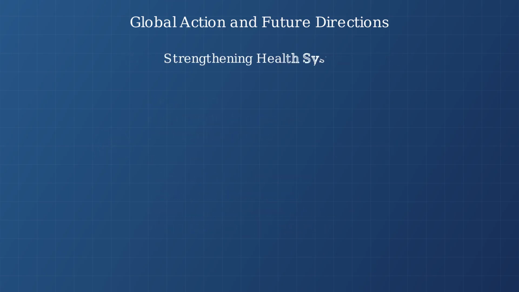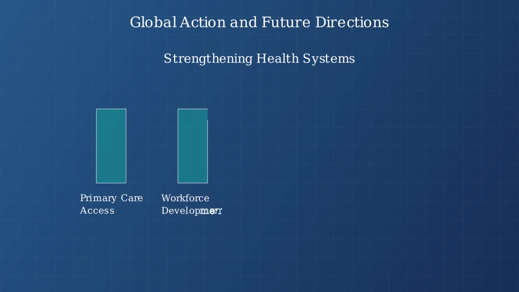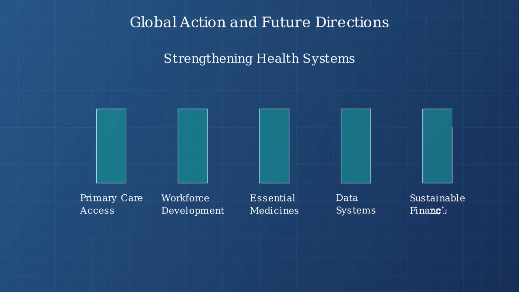Strengthening health systems is crucial for addressing NCDs, particularly in low- and middle-income countries. Effective health systems require robust primary care access, trained healthcare workers, availability of essential medicines, functional data systems, and sustainable financing mechanisms. There must be a priority focus on low and middle income countries where the burden of NCDs is growing most rapidly and resources are most constrained.